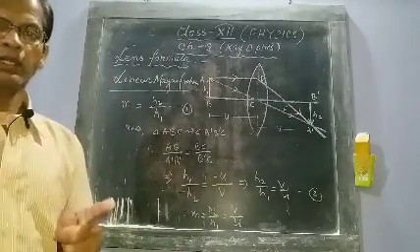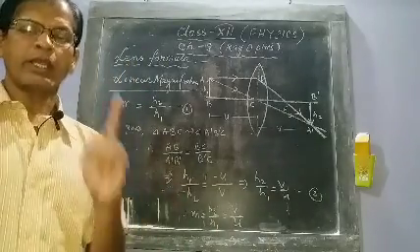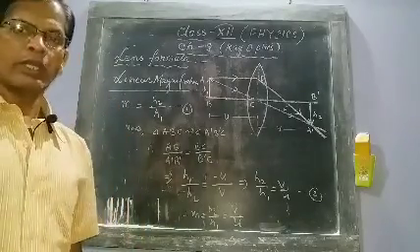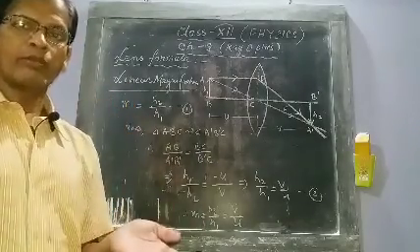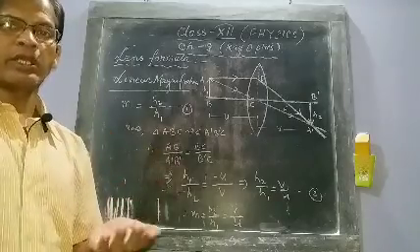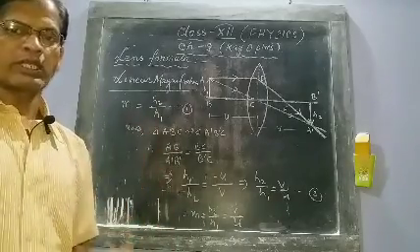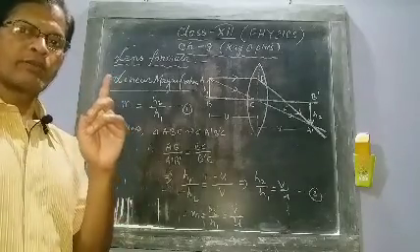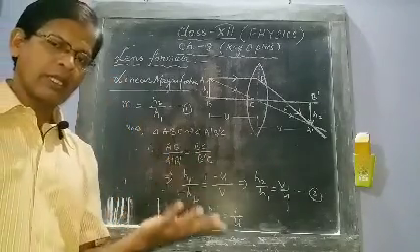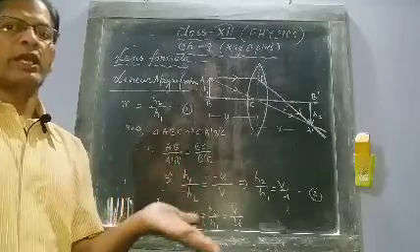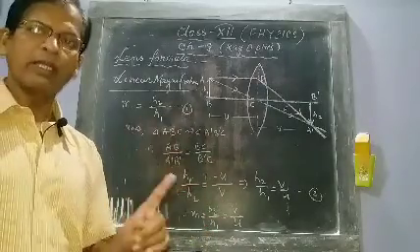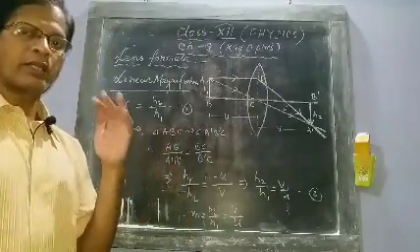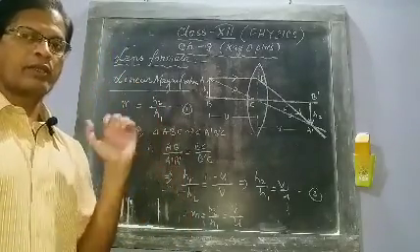M positive means virtual image, M negative means real image. M greater than 1 means bigger size of image, M less than 1 smaller size of image. M positive means virtual image in case of lens and mirror. M negative means real image in case of lens and mirror, both cases.